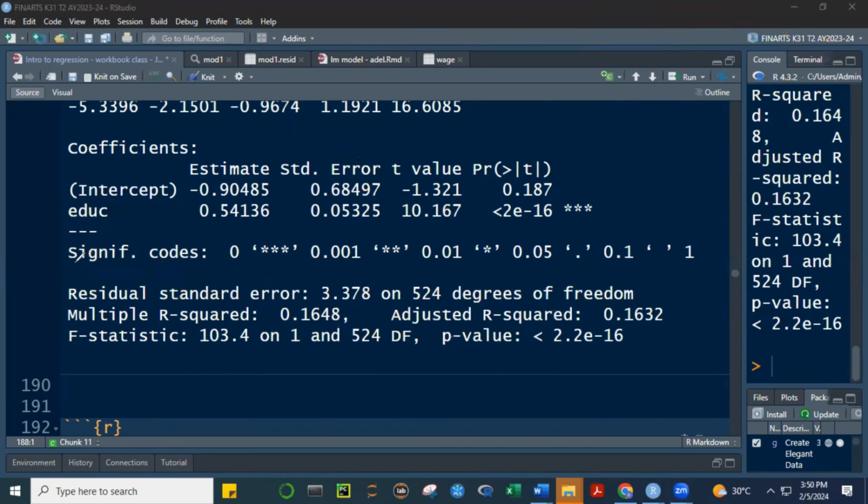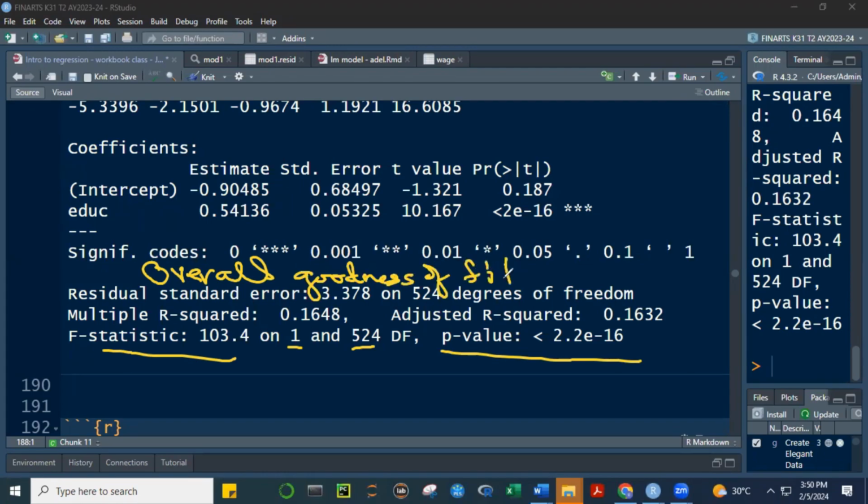Okay, konti pa ito na lang. So meron tayo dito, class, ito F stat. Saan nanggagaling ito? Tapos merong degree of freedom na 1 at saka 524. Tapos may p-value din. Okay, so yan, class, nanggagaling yan sa overall goodness of fit test. And si overall goodness of fit, also known as ANOVA test, analysis of variance test. Okay?